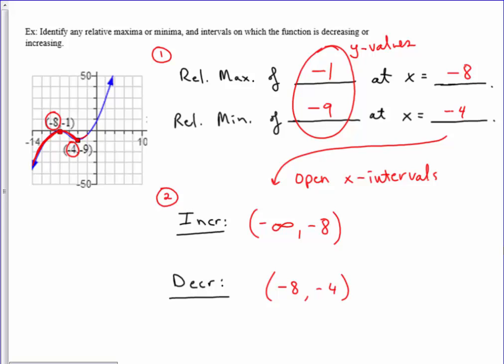Then for the next piece of our graph, we appear to be going uphill. And so there we would want to add a piece to our increasing, so we would do union. The x value from that pair would be -4, and then because our graph goes forever to the right, we would say to +infinity.